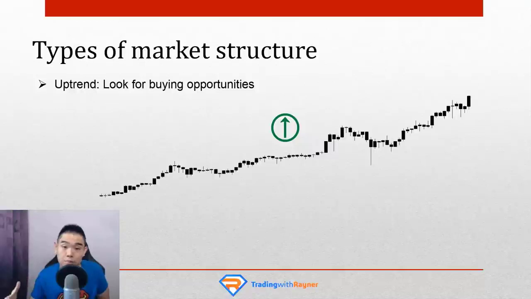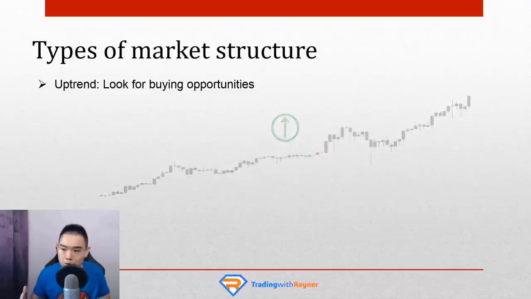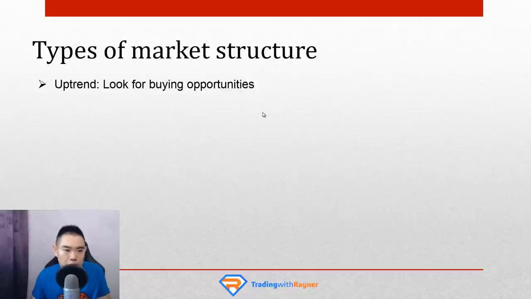Not that it can't be done. There are traders who specialize in counter trend trading, but for you, the beginner, it's much easier to trade along the path of least resistance, trading in the direction of the trend, than against it. Okay, so uptrend, look for buying opportunities.